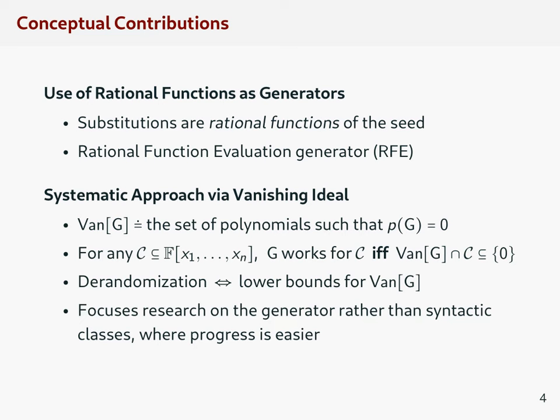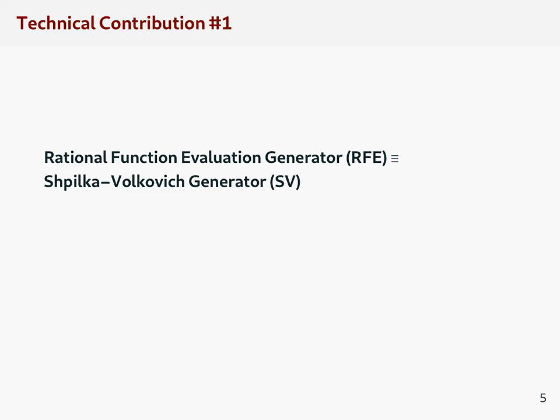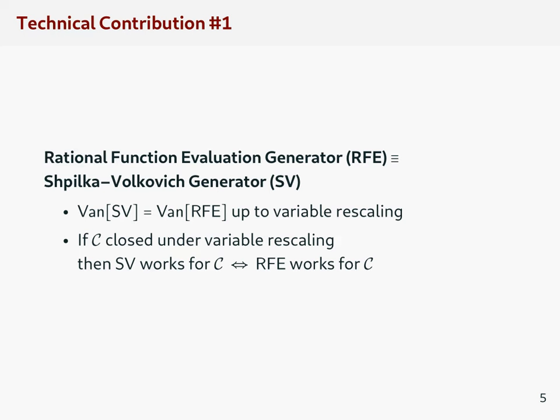Okay, so we take this approach and apply it to the rational function evaluation generator, and our technical contributions are based on this. So first of all, we show a connection between the rational function evaluation generator and the widely used Shpilka-Volkovich generator. Specifically, they have the exact same vanishing ideal up to rescaling of the variables, the xi's. So what this means for derandomization is that if you have a class that's closed under variable rescaling, such as just about any syntactic class that people consider, then SV works to derandomize that class if and only if RFE does.